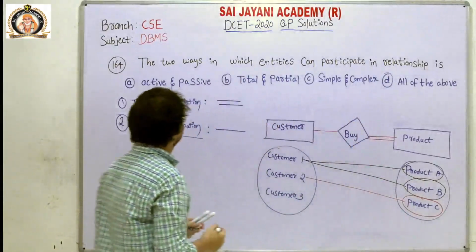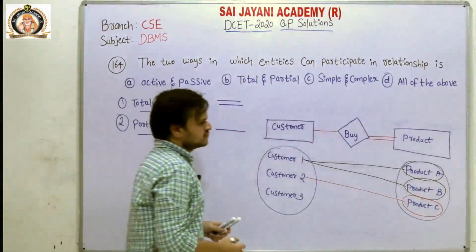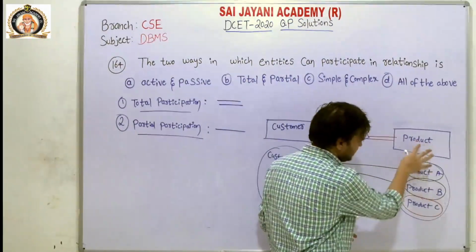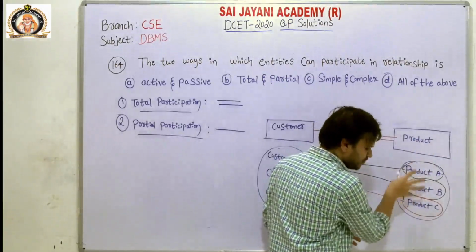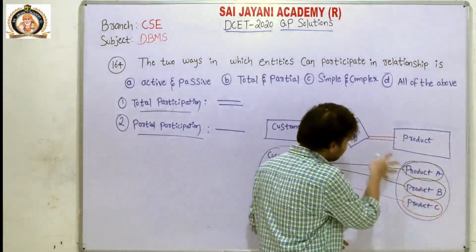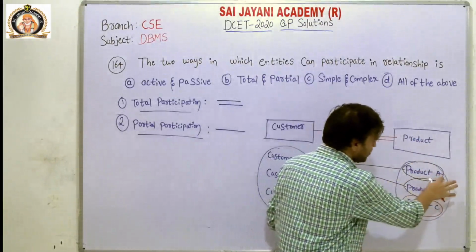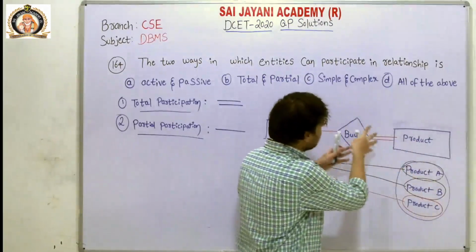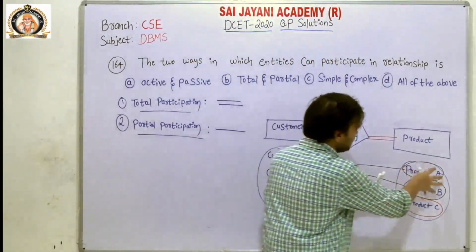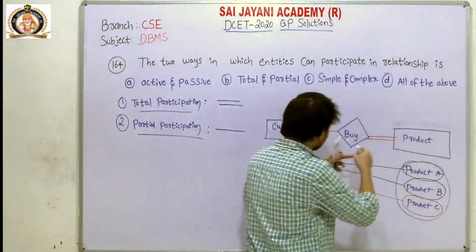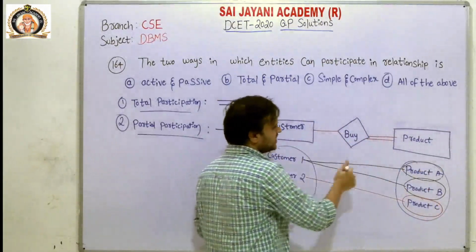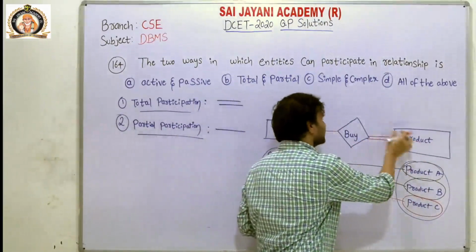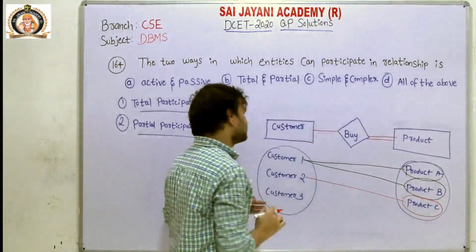Got my point? In total participation, each entity in the entity set must compulsorily participate in a relationship. Here the product A, product B and product C, all these products are participating in a relationship. That means all these three products are bought by the customers. So it is indicated by double line between product and the buy relationship.